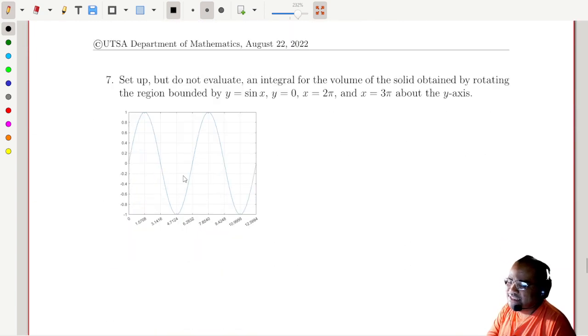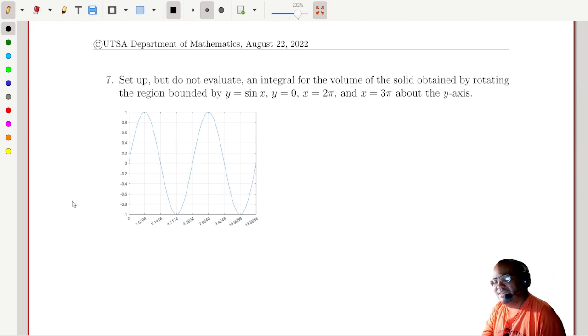All right. Well, this looks funny. But I don't really have to do a lot of work here. Set up, but do not evaluate. Let me go ahead and box that: set up, but do not evaluate an integral for the volume of the solid.